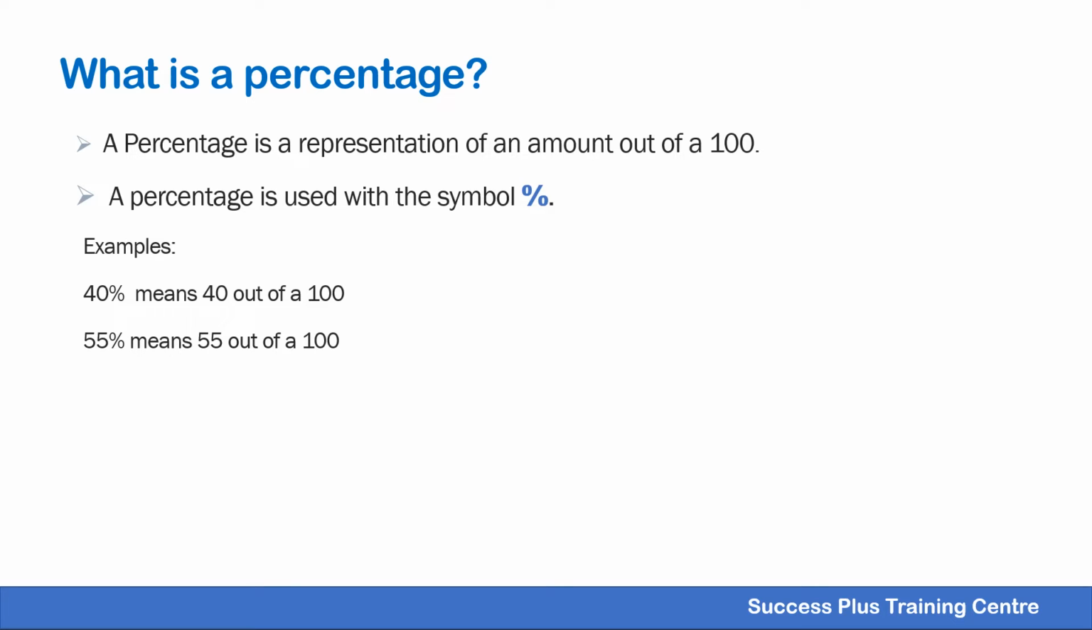Let's have a look at examples. So when we say 40%, that means it's 40 out of 100. And when we say 55%, that also means 55 out of 100. When we say 60% of my pens were blue, that means if I have 100 pens, then 60 of those 100 are blue color. And if I say 80% of my friends have sandwiches for lunch, this means if I have 100 friends at school, then 80 of those 100 would have sandwiches for lunch. The rest of my friends, which equals 20 of them, would have something else.